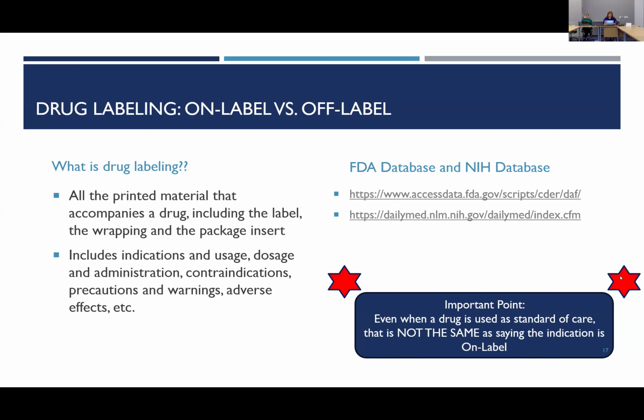So the drug labeling is all of the printed material that goes along with the FDA approval, including the wrapping, the package insert, the container that it's packaged in, and all of that information that is included in that package insert or the label. Those terms are synonymous. All of that information is what's considered on label. And anything that is not in that would be considered off label.